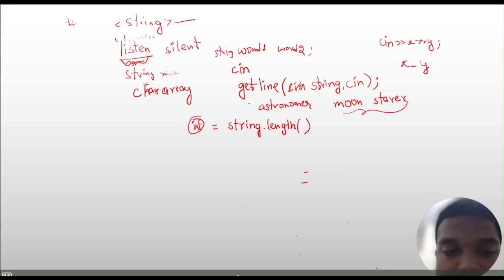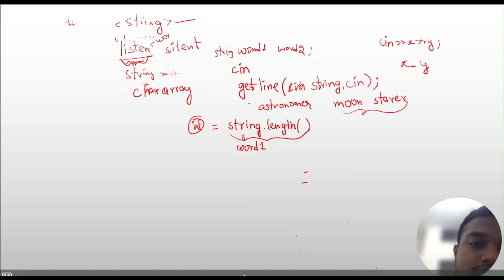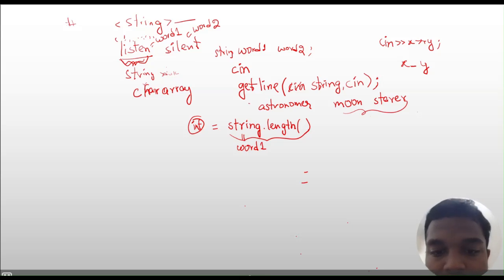Integer, it will return as string dot length. If I input string word1 in place of string, I'll take this as word1 and this as word2. If I put here word1 dot length, it will give output as 6. So this is how this function works. So we got, let's name it as A, and then again we'll get it also for word2. It will be as C.